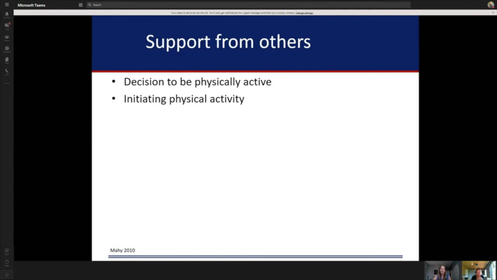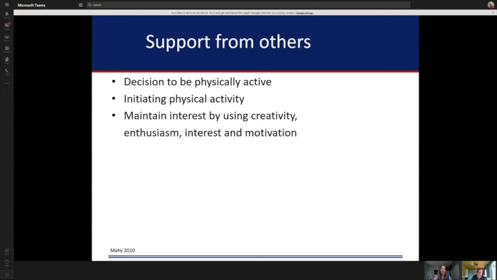And then initiating physical activity, there's actually a lot that goes into that. You need to organize that, you need to get your gear ready, you need to find a moment to do it, you need to find a way to do it. So that whole part of initiating physical activity is something really hard to do by yourself if you're someone with a learning disability. So you need support from others to do that part. But then you also need some support to maintain interest. So there's some creativity involved, enthusiasm, interest, and motivation. So this is actually requiring a lot from the person supporting someone with the learning disability, because when things are not quite in the interest, it's easy to go for that after dinner walk.